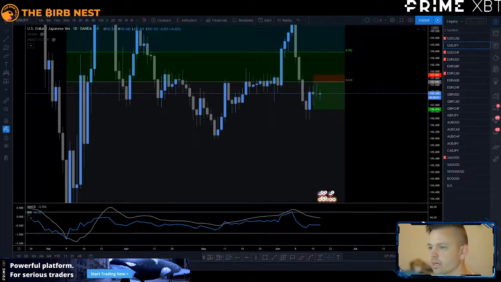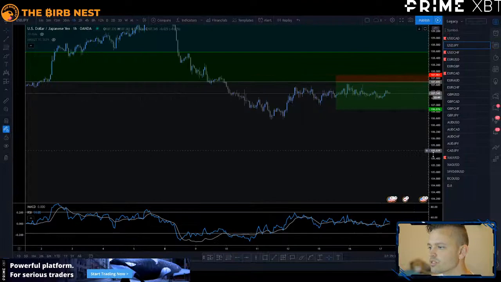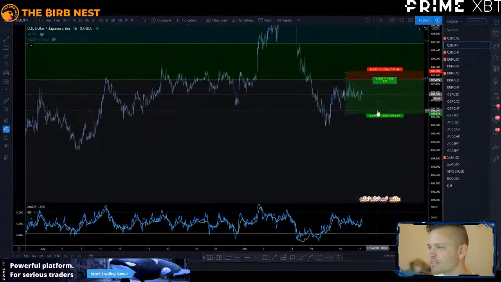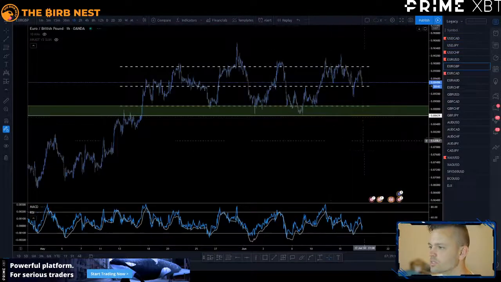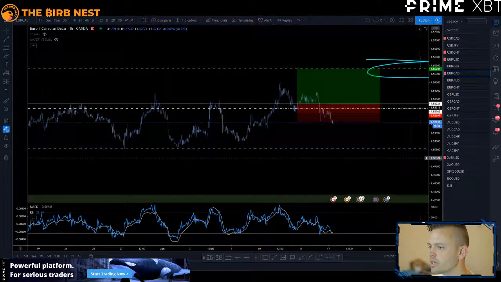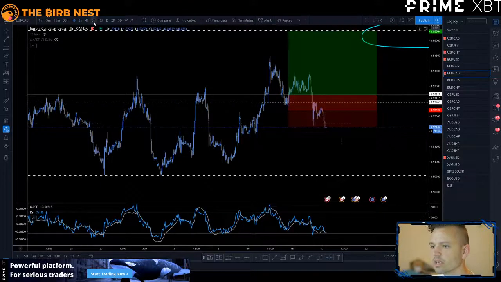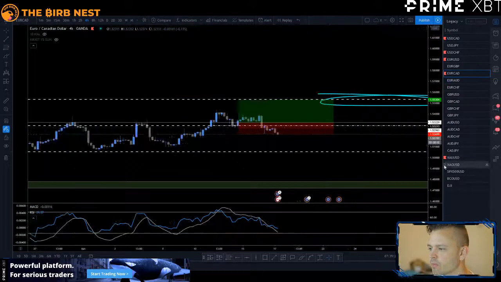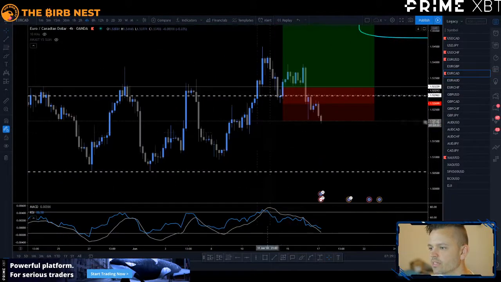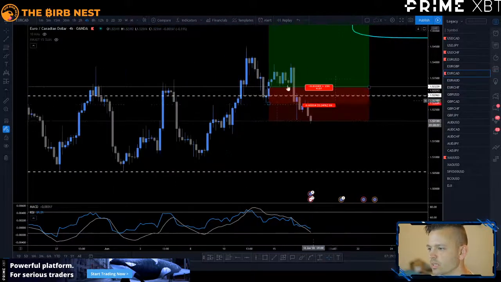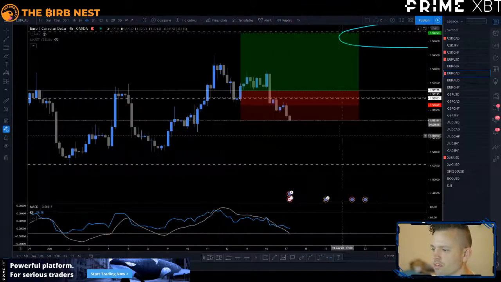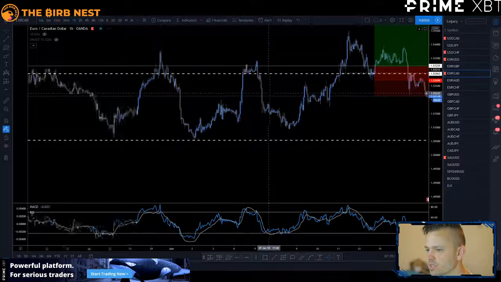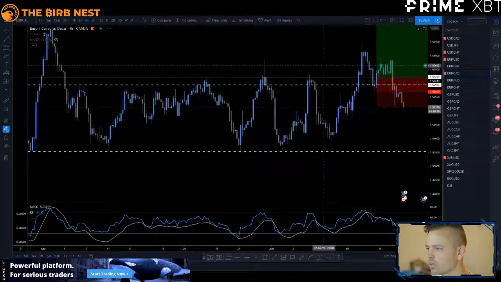USDJPY, I am in a short on this one, but I'm not really liking this one. I might actually exit this one. Euro GBP, what's happening here? This idea did not turn out very well, obviously. So what's happening right here is we failed to hold this range EQ. We are seeing a bearish market structure. Might be interested in shorting this, but I don't know. I'm going to take a close look at that one.